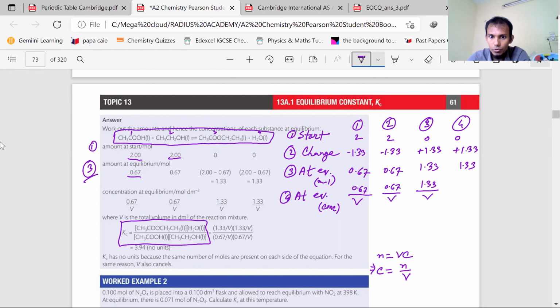1.33 divided by V. So we are just finding concentration. 1.33 divided by V. So concentration we have found already. After making this table, if you know the concentration, again see, number 1, equilibrium at start, then change. This change is very important. Change will maintain the stoichiometric ratio, and you will know everything else.